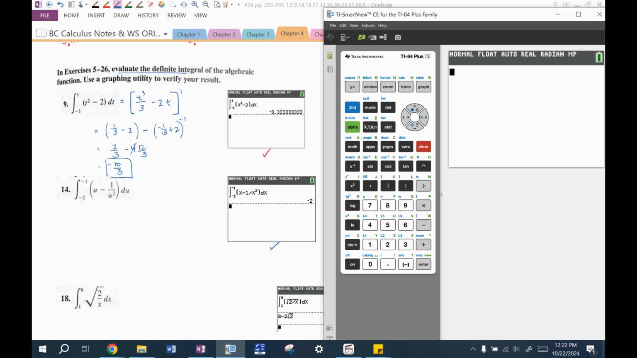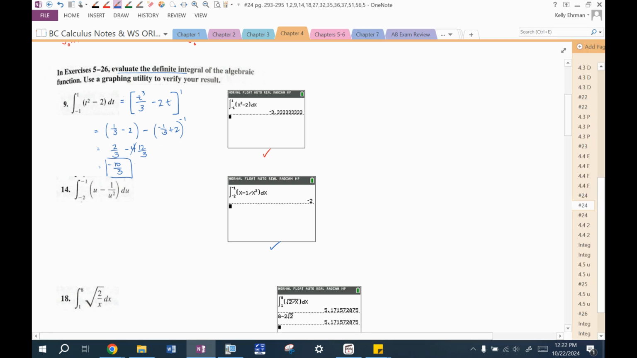So you don't need to graph the thing every single time. Remember, it's much easier to do this on your home screen. So go to your home screen, press math. 9 is function integrate. Give it the bounds, negative 1 to 1, and type in your function, x squared minus 2. Tell it what we're differentiating with respect to. We can only ever type x in here, so you don't have to worry about changing it to t. And again, yes, we get negative 10/3.